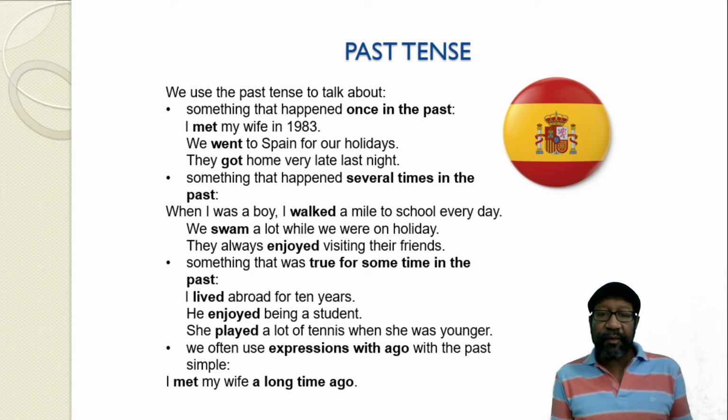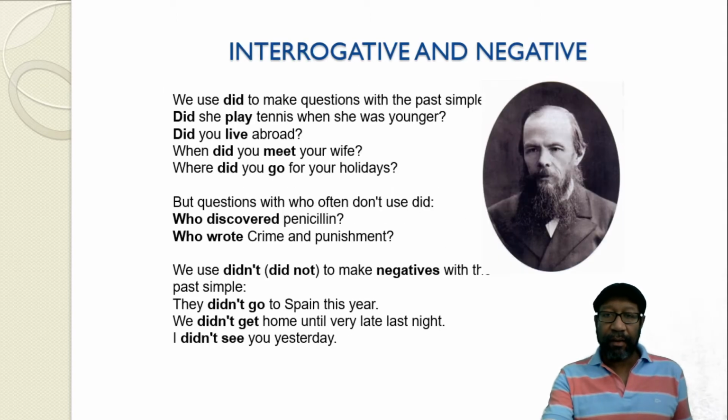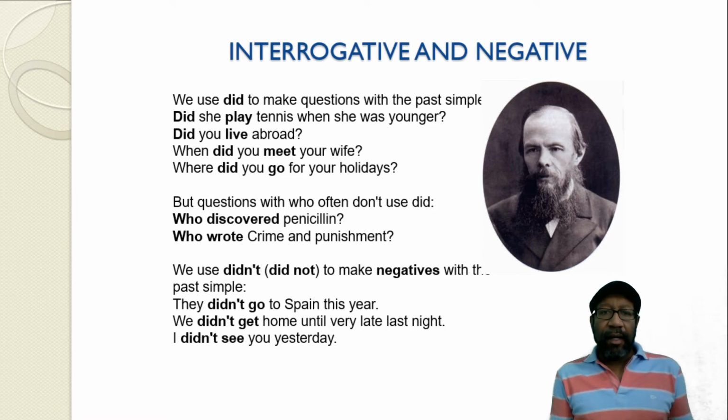We often use expressions with ago with the past simple or simple past. I met my wife a long time ago, so this is a structure that is common in the past tense in English. But we can also do the interrogative and negative. We use did to make questions with the past simple.